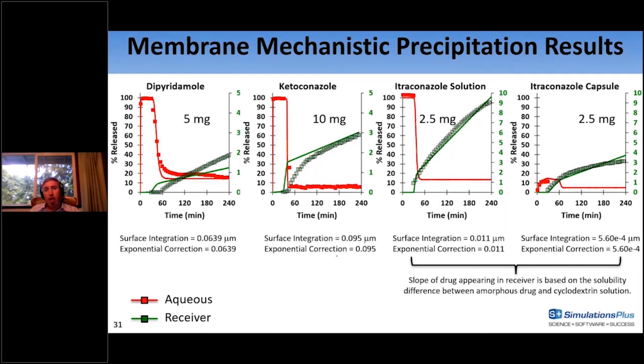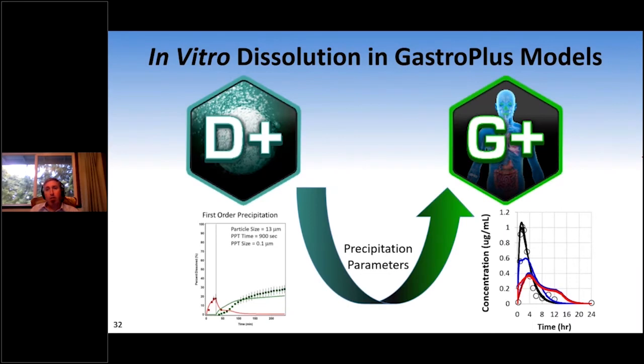We'll then take all those precipitation parameters for the first order for both the biphasic and the membrane dissolution methods, and we'll feed them into GastroPlus and use them to predict the PK in vivo. So do an IVIVE prediction of precipitation, and this is a nice way of marrying the 2 software, utilizing all of your in vitro data to see what may be occurring in vivo and whether or not the in vitro parameters are predictive of the in vivo results.